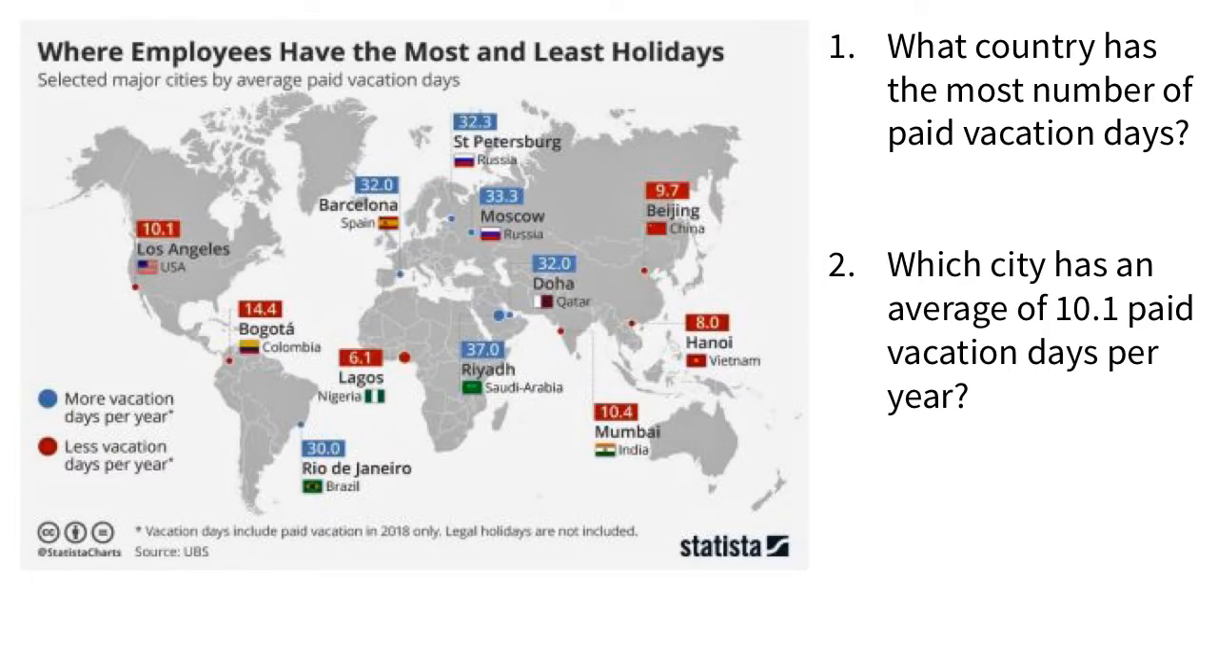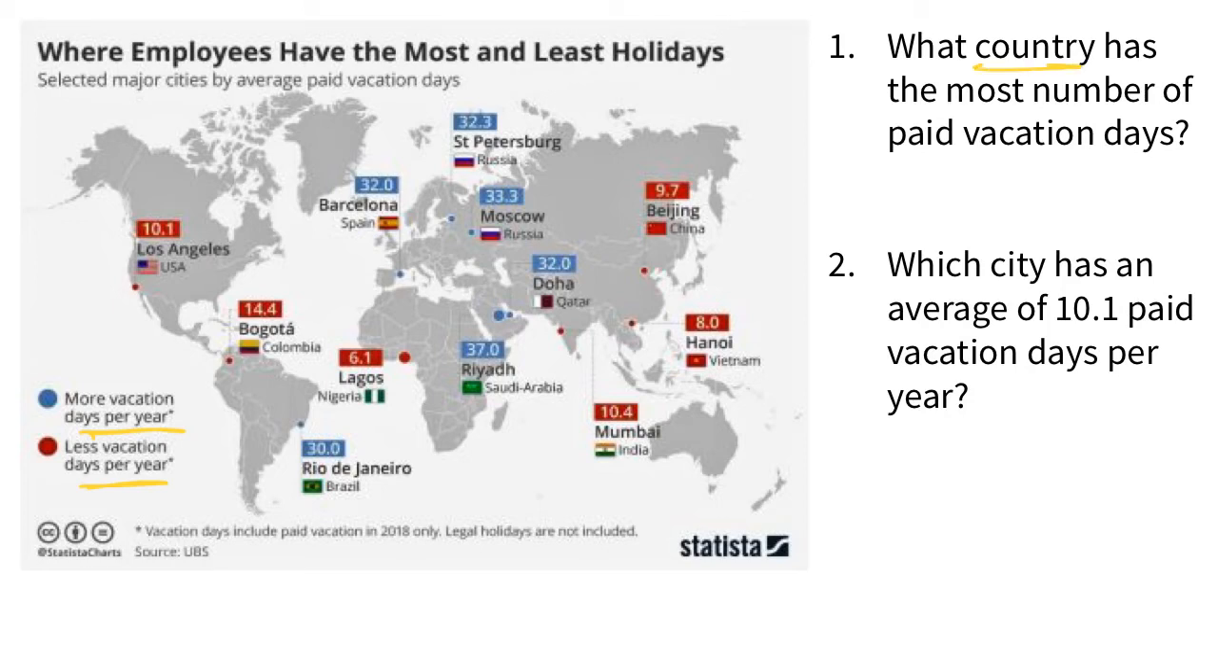This graph looks a little bit different than the graphs we've seen before, but this graph shows where employees have the most and least paid holidays. We can see over here that our scale tells us, or our key tells us, that blue countries are ones where there are more vacation days per year, and red countries are where there are less vacation days per year.